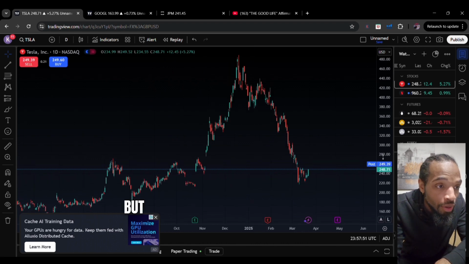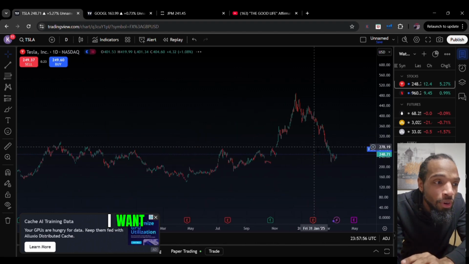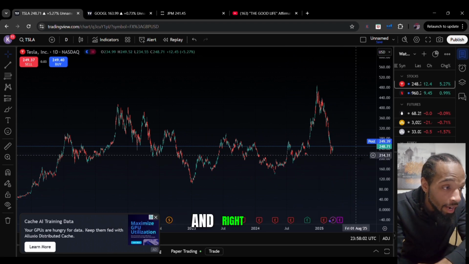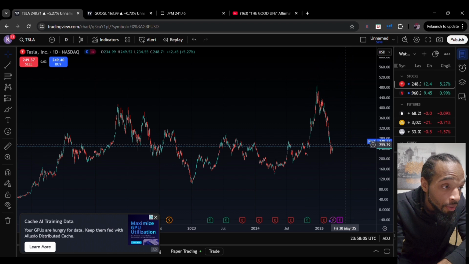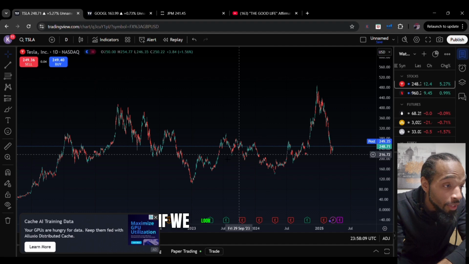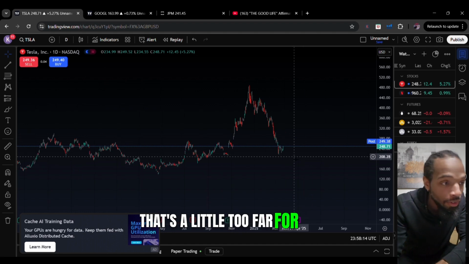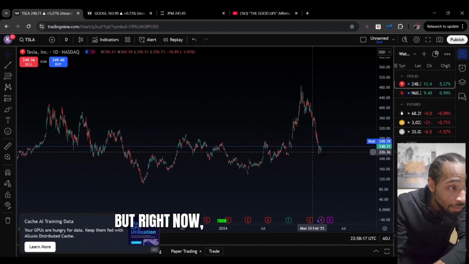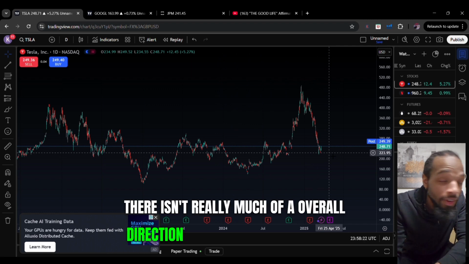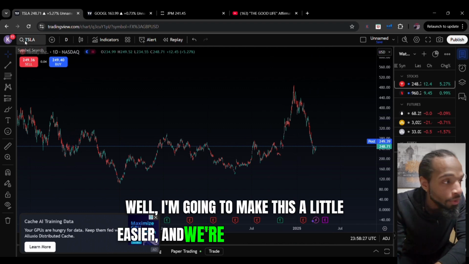But the next thing I do, when I see how it's moving currently, is look at how it's moving overall. And right now, it's in a position where it normally does get stuck if we look at it over time, but that's a little too far for y'all. From what we can see, there isn't really much of an overall direction on where this is going. So I'm going to make this a little easier, and we're going to change it up.